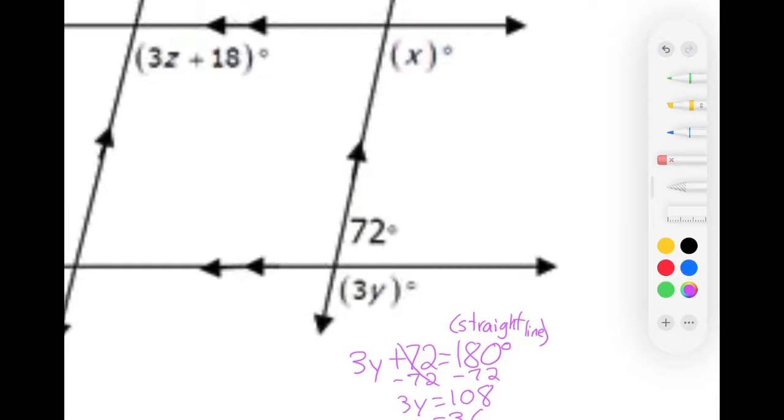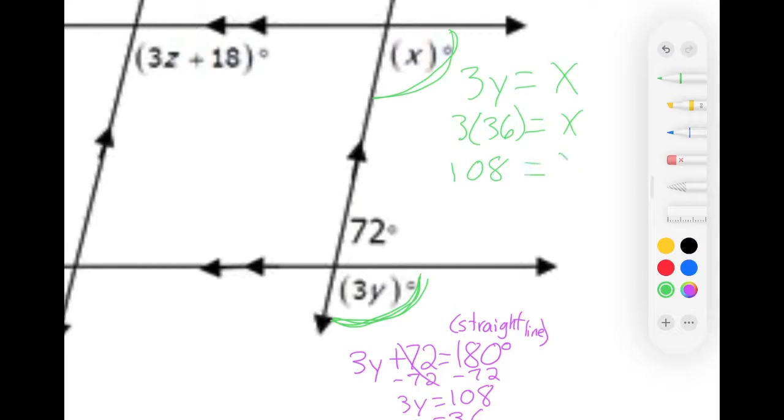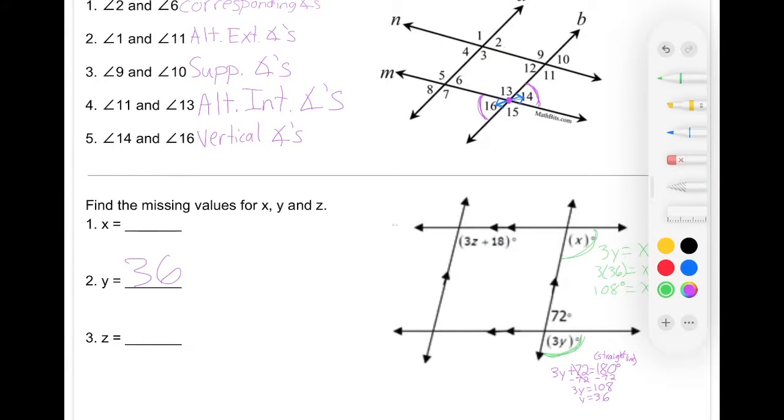So in my notes, I went with the fact that 3y and x were corresponding angles, so I can set them equal to each other. So 3y equals x. Well, I know my y is 36, so I can substitute that in. I simplify, and my left side is 108, so my x has to equal 108 degrees. So my x is 108 degrees. And if you want to put your degrees, that's fine.